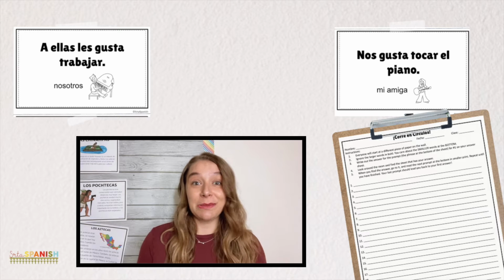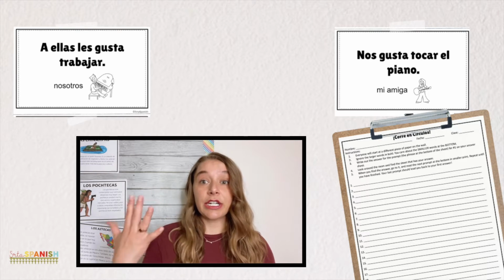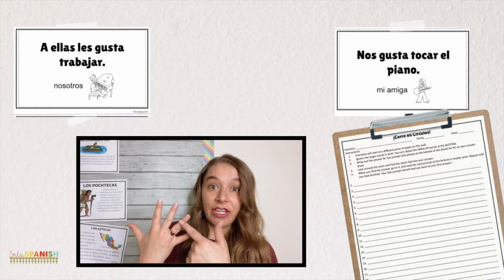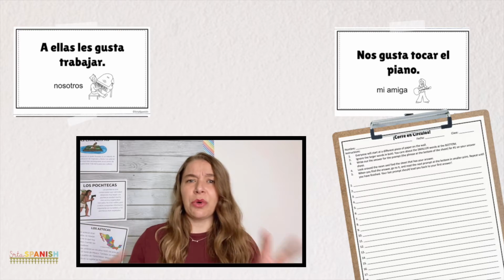No multiple possibilities, right? So if you're doing body parts, Corre and Círculos, it needs to be clear, hand versus finger, that kind of thing. Because if they have multiple answers that could be correct, it's going to throw off the scavenger hunt.